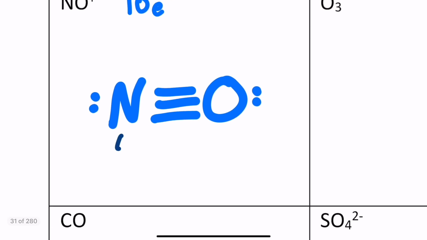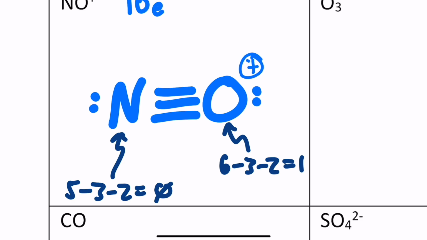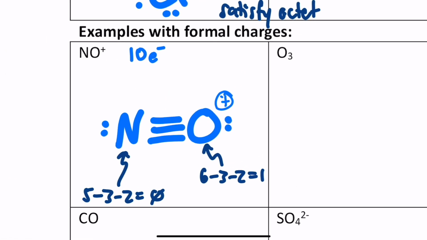Now, what about the formal charge? Well, nitrogen's valence is 5. Here it's making 3 bonds and has 2 dots. So this has no formal charge on the nitrogen. The oxygen, however, with a valence of 6, making 3 bonds and 2 dots, has a value of 1 for its formal charge. So you put a little plus with a circle around it somewhere near the elemental symbol. The sum of the formal charges is equal to the overall charge. In this case, +1 is +1.